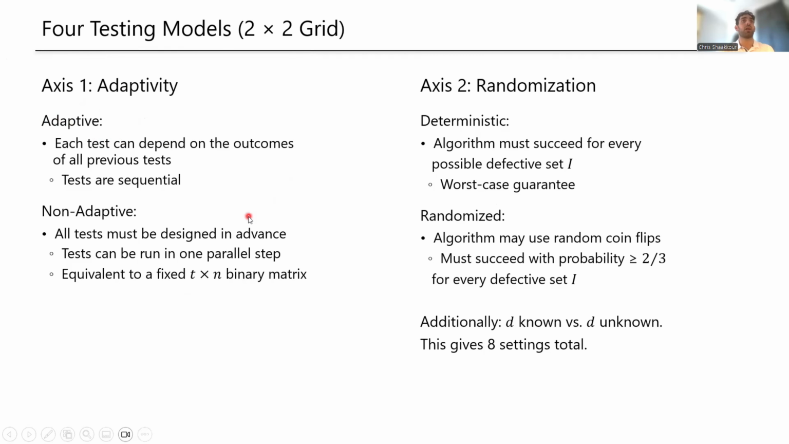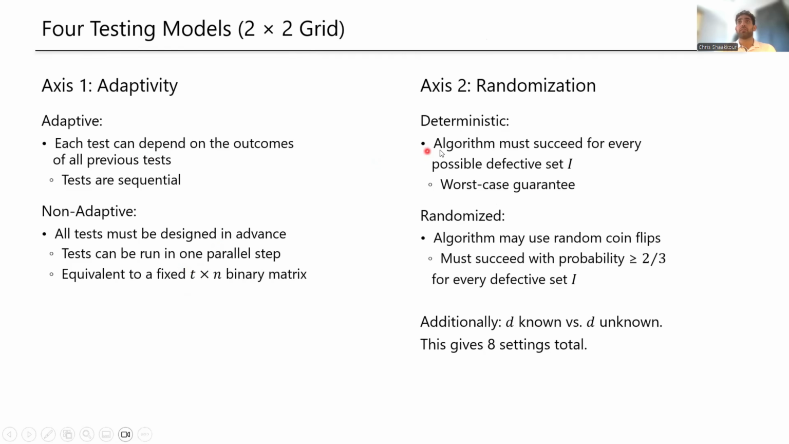And there is the non-adaptive method, where every single test is independent of the rest of the tests, and we can do all the tests in a single parallel run. Usually, we're going to be using a fixed T by N matrix, where N is the number of items and T is the number of tests that we're going to be running on this group of items.